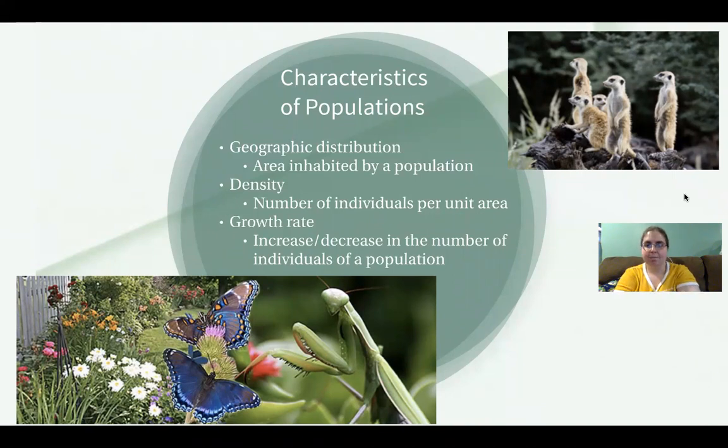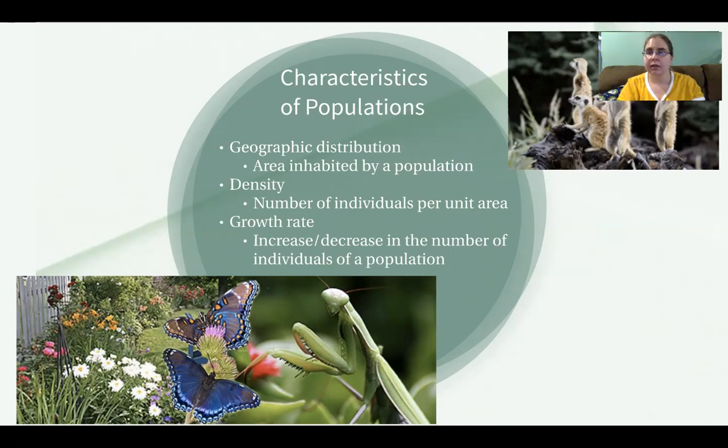Then we have density, which is the number of individuals per unit area. So how many individuals are there of that population in that given area? Then we have growth rates, which is looking at the increase and decrease of the population. So how much does it increase or decrease by each year or each time frame? So that's just some of the things we're going to be talking about. I at least wanted to describe those in the beginning, and then we're actually going to talk about them in more detail coming up.